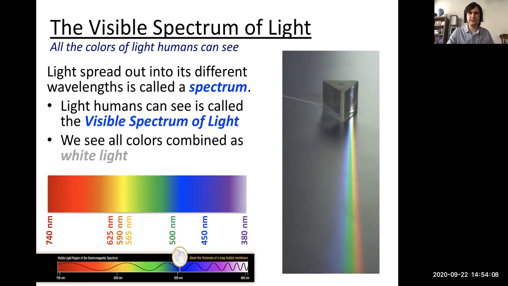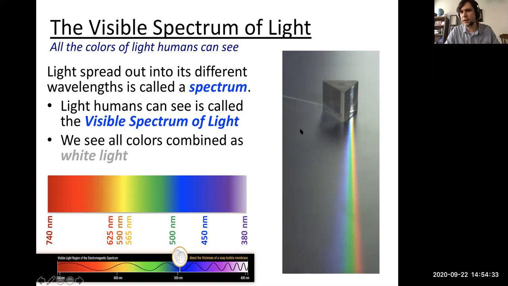So this Roy G. Biv, what you've learned about pretty much since you started education, this is the visible spectrum of light. You put all the colors together, combine all the colors, and you get what we call white light. All the colors of light, all the wavelengths of visible light, roughly equally mixed.